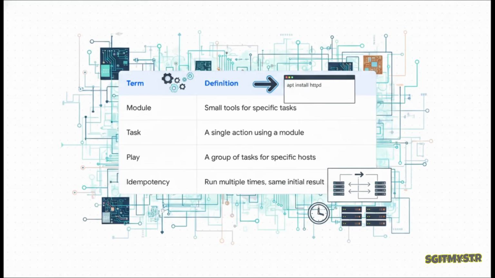So these are your core building blocks. A module is a tool for a specific job, like installing software. A task is just a single action that uses a module. A play is a set of tasks that you run on your servers. And idempotency. I know, it's a big word, but the idea is simple. You can run the same playbook 100 times, and it will only make a change if something isn't right. It never breaks what's already working.